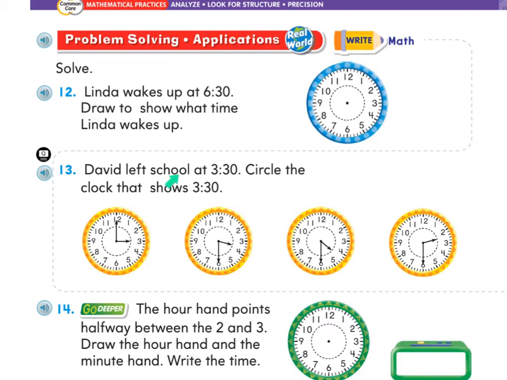It says David left school at 3:30. Circle the clock that shows 3:30. Okay, there's only one of them, so find the clock that shows 3:30 and circle that one clock.